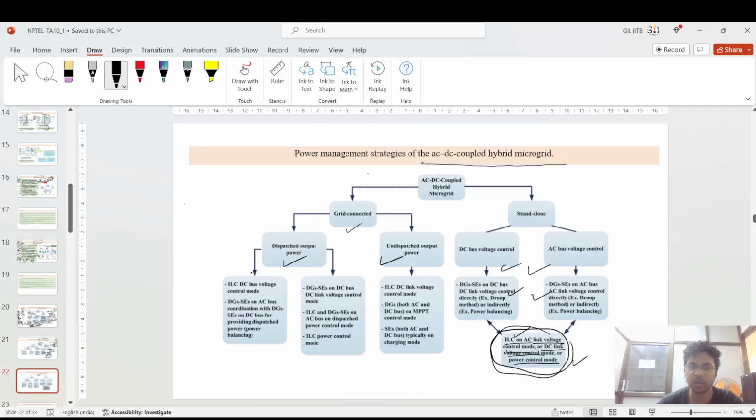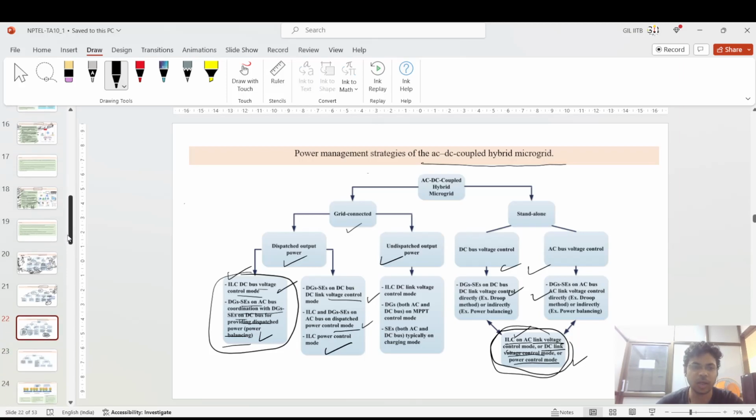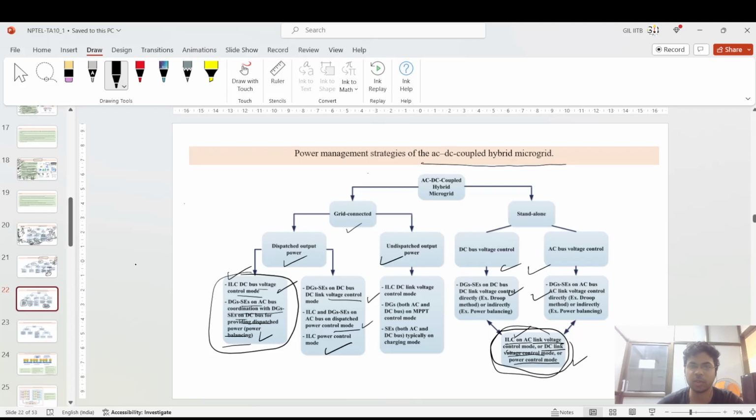Here the grid connected mode has two systems, that is dispatched and undispatched. Dispatched has two parts, that is the ILC, interlinking converter, DC bus voltage control, and the DGs and AC coordination with the DGs for providing dispatch power balancing. Basically this is power balancing in the voltage control, and for the dispatched output you need to maintain the DC link voltage and the AC bus voltage for maintaining the power control and the ILC power control.